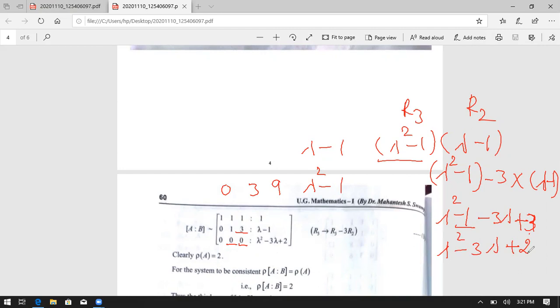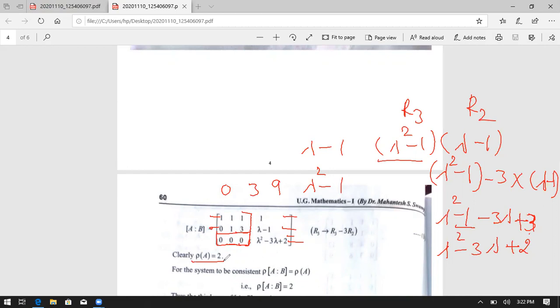Okay, after that R3 is 4. Then finally you write here the rank of A is equal to 2. Why? Because here only 1 and 2 non-zero elements are there. That's why the rank of A is equal to 2 and the rank of the augmented matrix is equal to 3. You see here, 1, 2, 3, that is rank equal to 3, and rank of A is equal to 2.